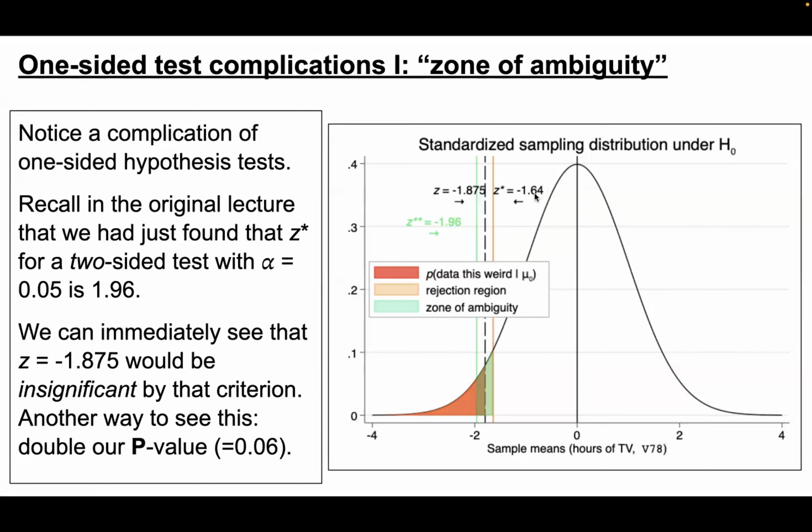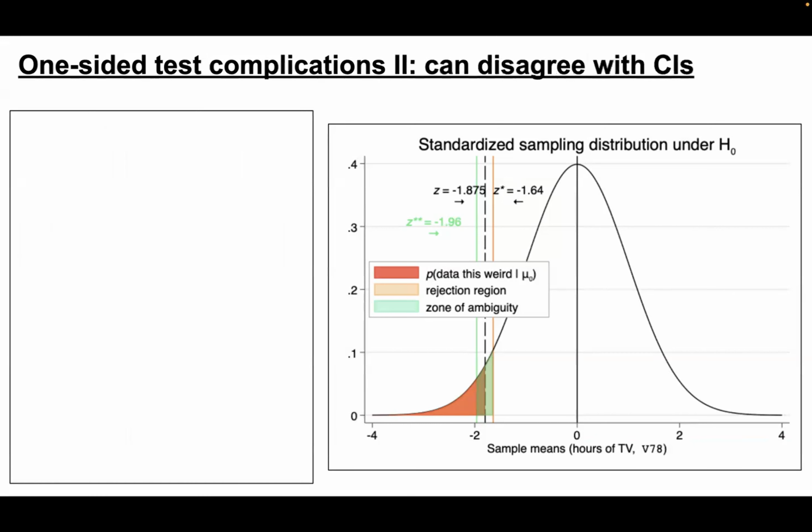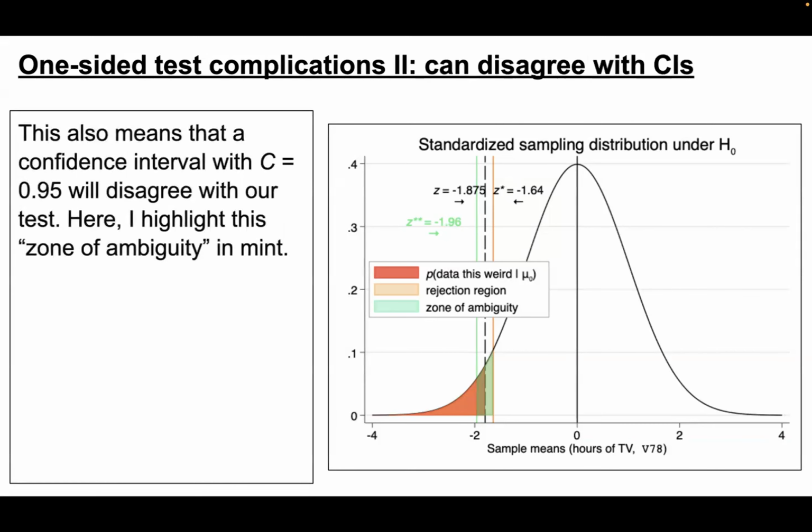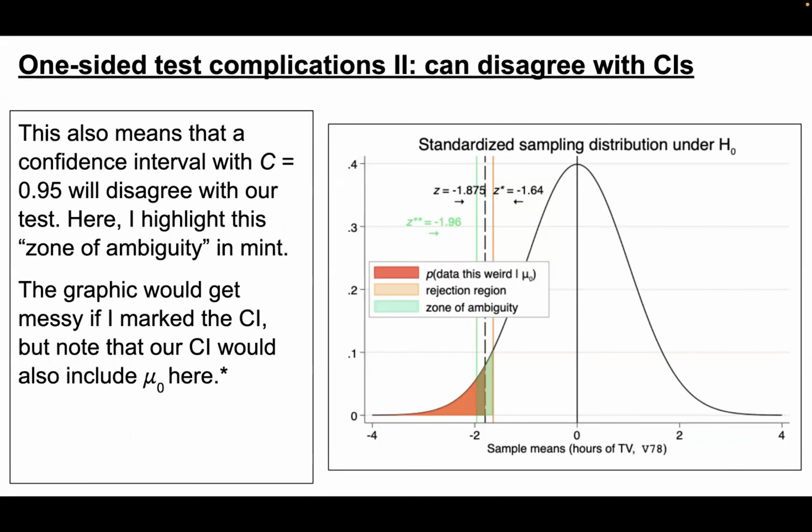So what that means is that we can sometimes have situations where it entirely depends on the directionality of the test. And we see in this case that a particular z, like the one that we found in this instance, negative 1.875, pardon me, is insignificant by this criterion. So another way to see that is that you double your p-value and you get 0.06. So that's one thing to just be aware of. That means that they can also disagree with confidence intervals. So we've kind of been over that.